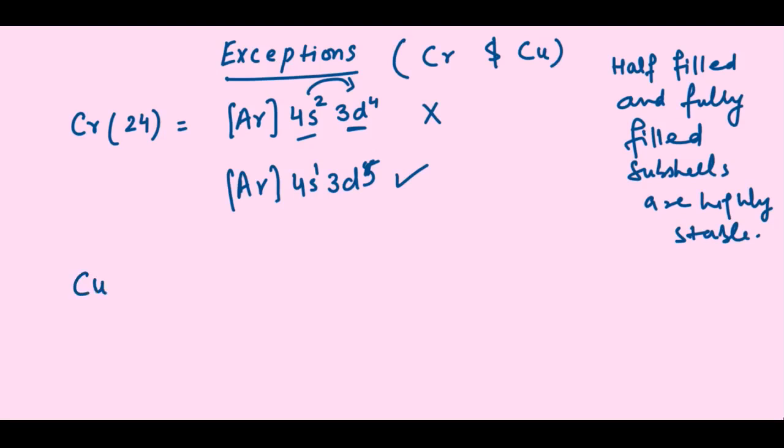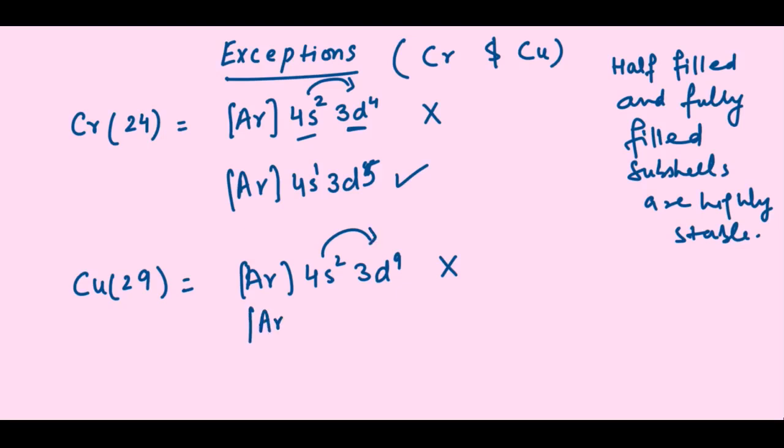The same is the case of copper. The copper atomic number is 29. If you are not aware, you will write the configuration as argon 4s2 and then 3d9. Again, this is a wrong configuration. Why? Because you know that a fully filled subshell is highly stable. So if you shift one electron from 4s to 3d, the 4s will get stability due to being half-filled, and the 3d will get stability due to the fully filled subshell configuration. So this is the right way of doing the configuration for copper.